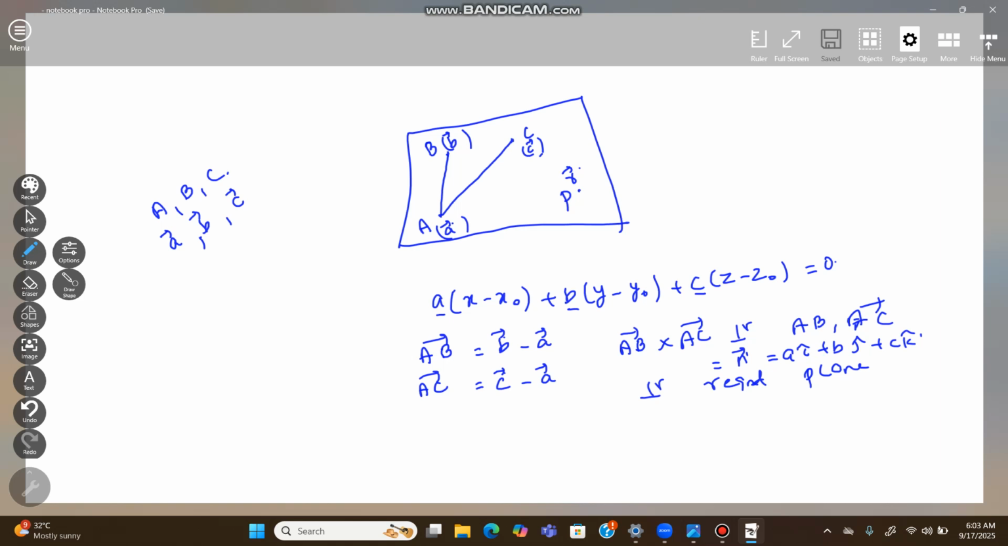Hence, we can also get the equation of the plane when you are given three points by finding out two vectors on the plane, which can be called two parallel vectors on the plane. And we can use A times (x minus x naught) plus B times (y minus y naught) plus C times (z minus z naught) equal to 0 to get the equation of the plane.